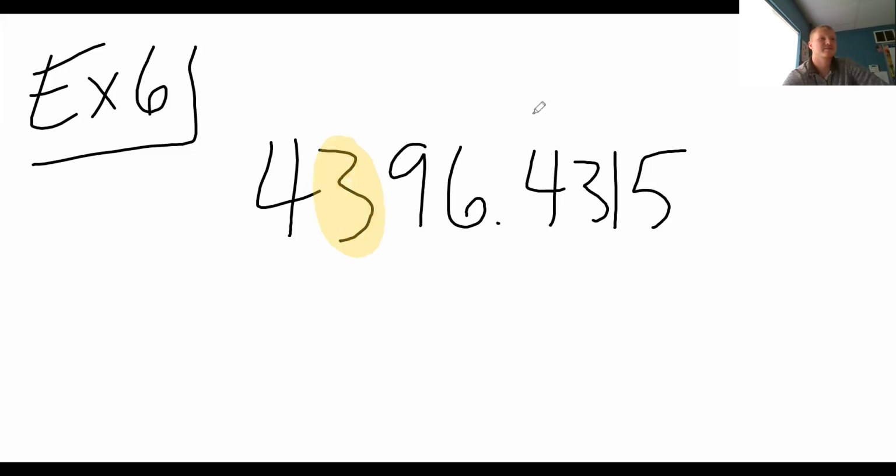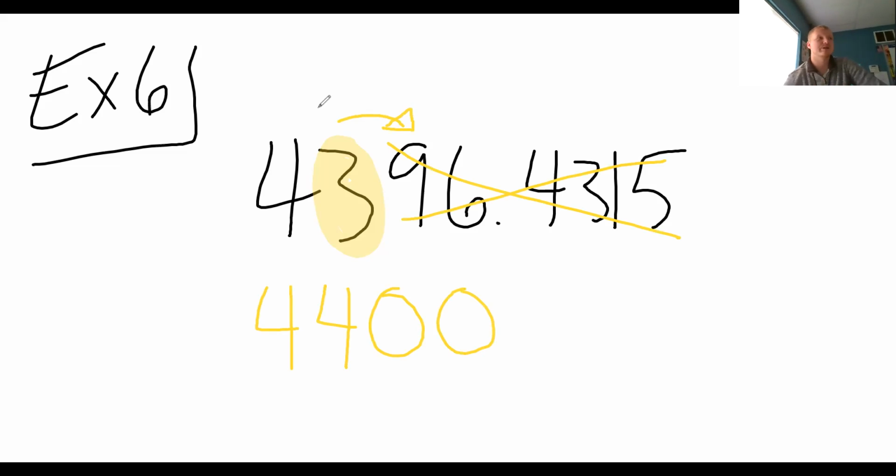The 6 is in what place? Ones. And then after that is, Courtney? After the ones place is the tens place, and then the hundreds place. So now I need to look at the number right behind the 3. Is it bigger or smaller than 5, William? Bigger. So I'm going to round up to 4,400. And essentially, I just get rid of the rest of those numbers, and I just add 2 zeros at the end. That's essentially all you're doing.